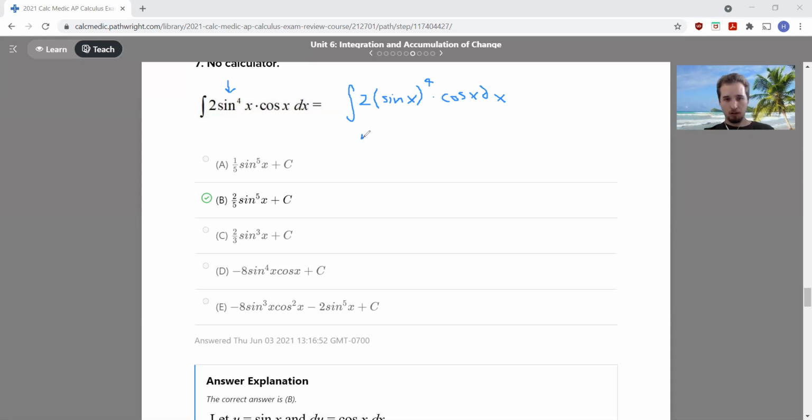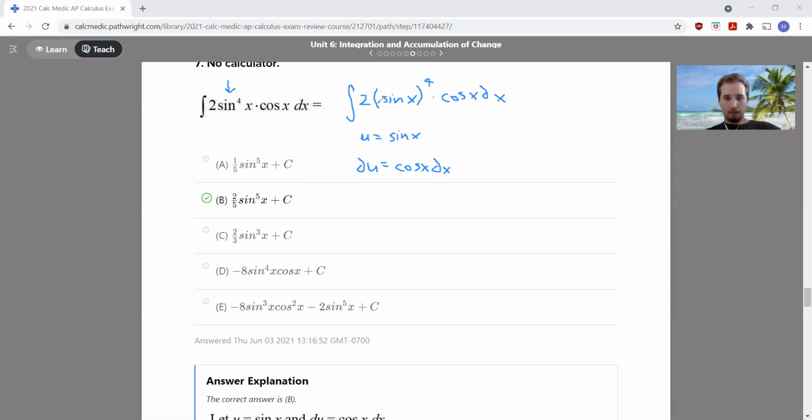Let's see if this works. Let's make u sine of x. Well, du, taking the derivative of sine of x, is equal to cosine of x dx. Okay, let's test it out.